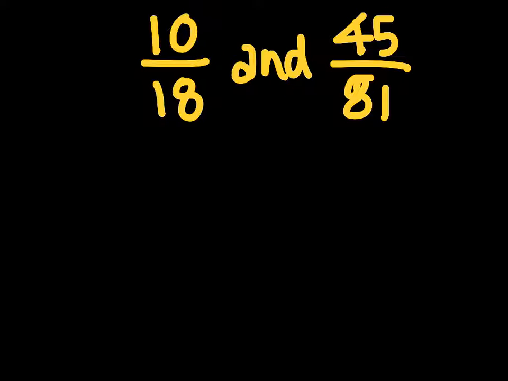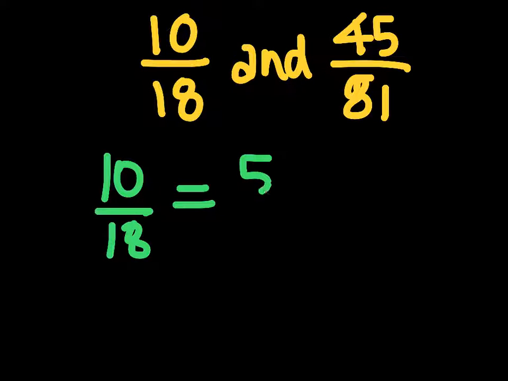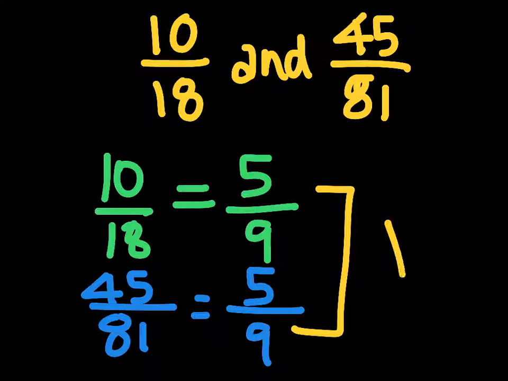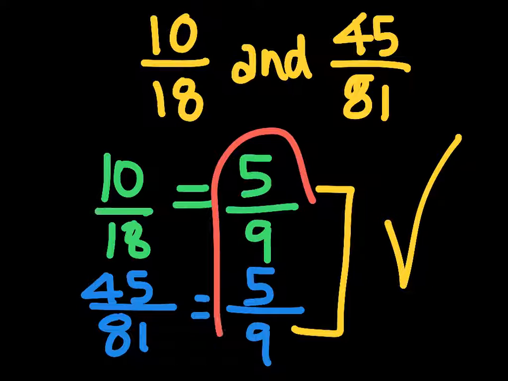Okay, let's try this one. Get your answer, and when you're ready to check, go ahead and unpause the video. Okay, 10 over 18, I think 2. Okay, so this will be 5, and this will be 9. I can't do anything else with that one. Okay, 45 over 81, I think 9. So 5 and 9. Are they the same? Yes, so these are proportional.